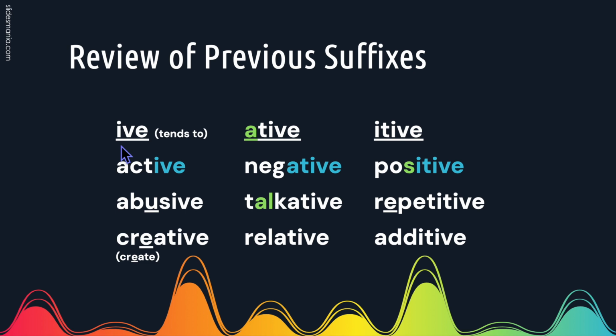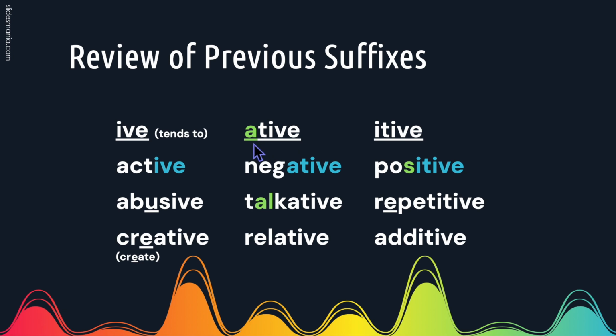The suffix IVE is pronounced IV with a short I sound. The E is only there to keep the V from being the last letter. This suffix means tends to, so the word active would mean somebody who tends to act. Abusive would be somebody who tends to abuse. Creative would be somebody who tends to create. These two endings also mean tends to.